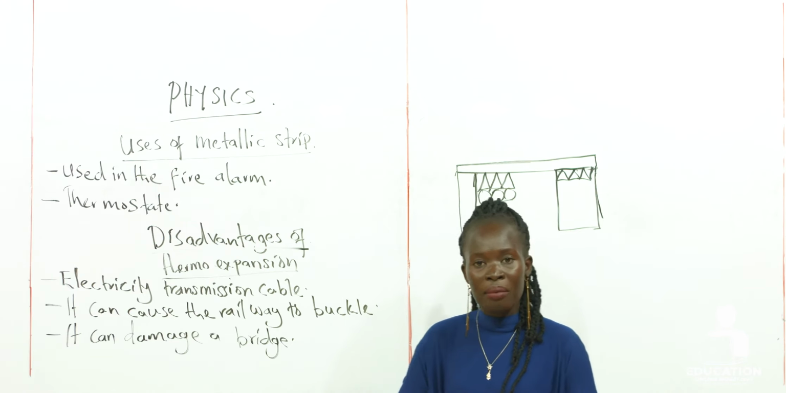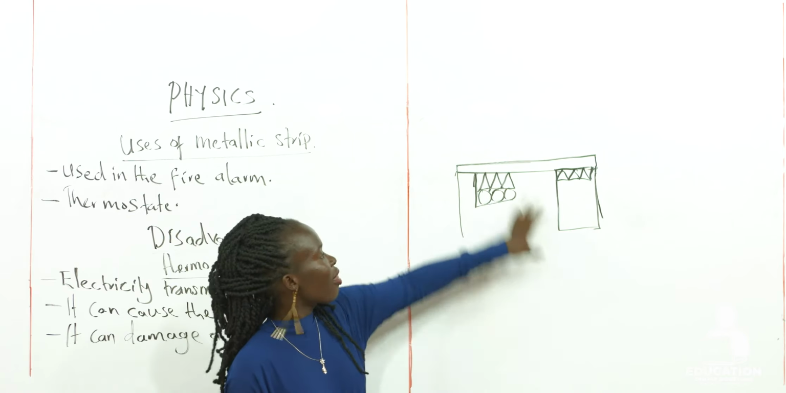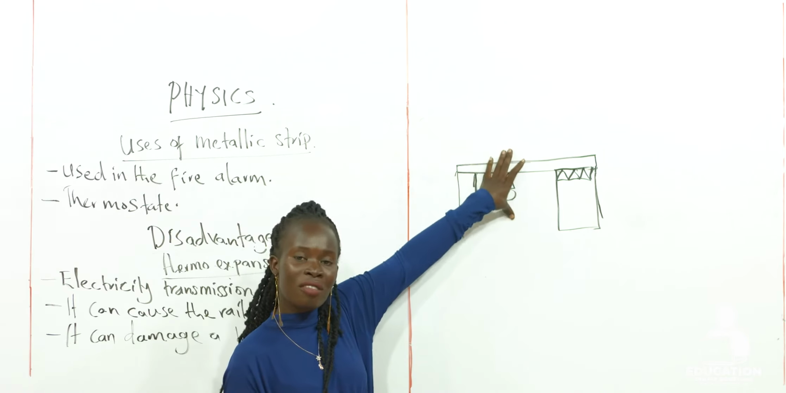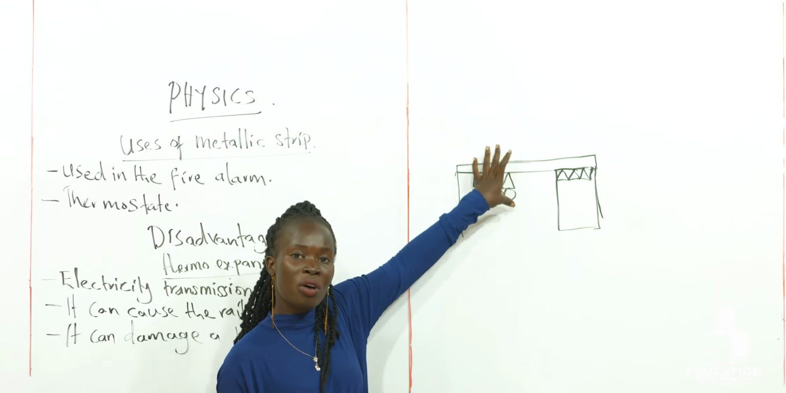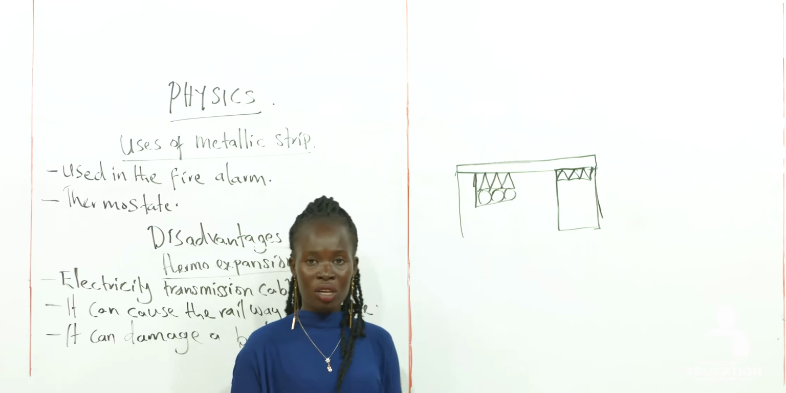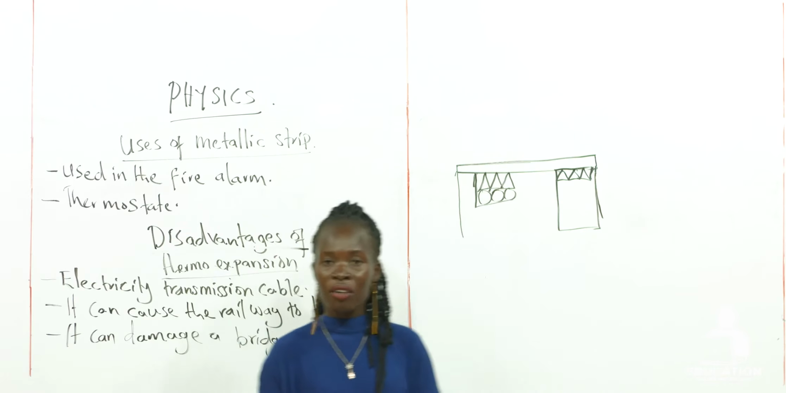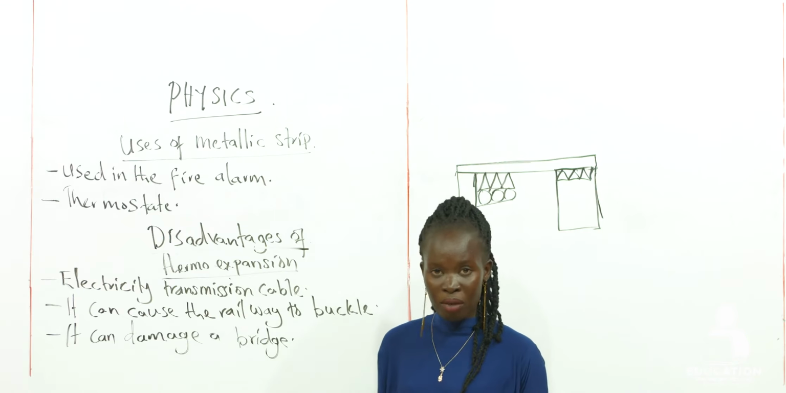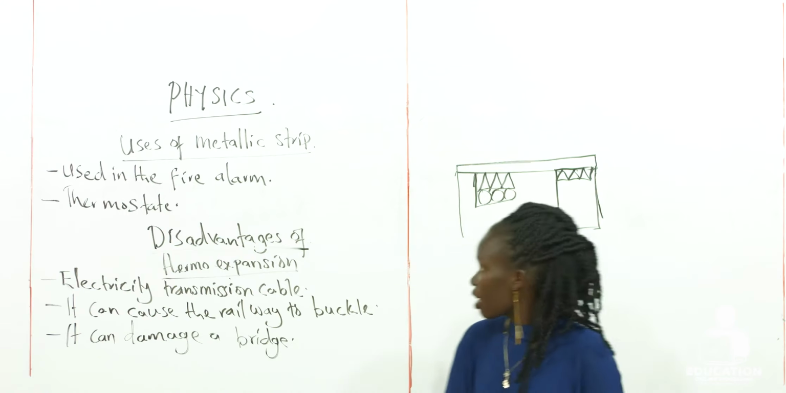So every time it is hot, that means there is an increase in the size of the metals that are used for constructing the bridge. So that is how we design it, to reduce that kind of effect, so that we don't have to be reconstructing our bridges every time. That's why we have it like that.